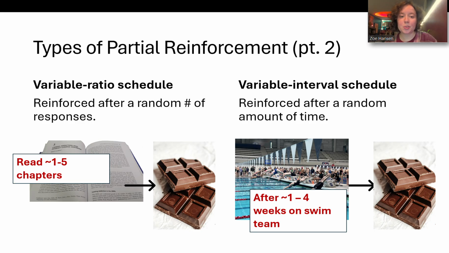Now, variable ratio schedules and variable interval schedules are different from the first two in that the occurrences are more random. So the variable ratio schedule is reinforced after a random number of responses. So rather than after every time you read 3 chapters, the amount varies, whereas you could get a chocolate bar after reading 1 chapter, and then the next time you get it after reading 3 chapters. The point is that the amount of responses which triggers this reward varies and is random.